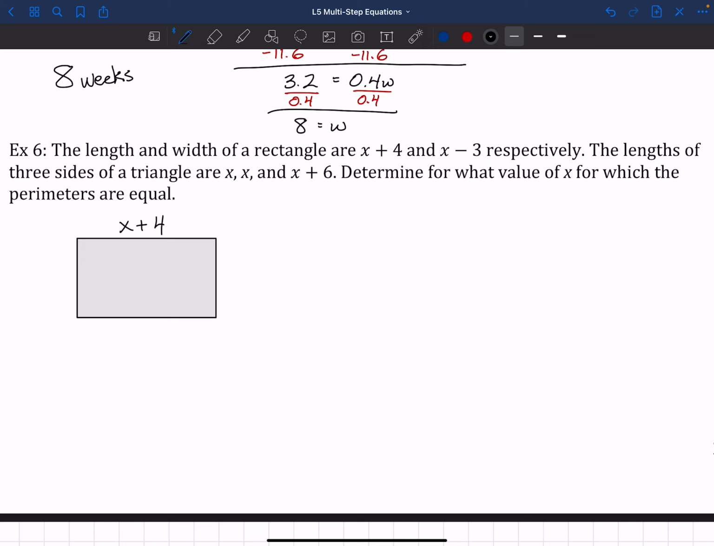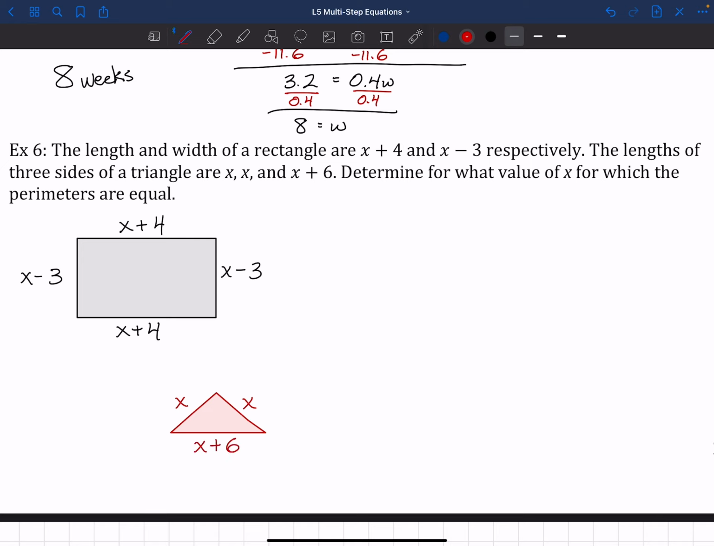I'm going to clue you in on a little secret for what we're doing in math. It doesn't really matter which one you call which. Being a rectangle, I know that the other side is also going to be x plus 4, and this other side over here is also going to be x minus 3. As for the triangle, it's got side lengths of x, x, and x plus 6. So we're going to have something maybe like that. We'll label these sides as x, x, and x plus 6.